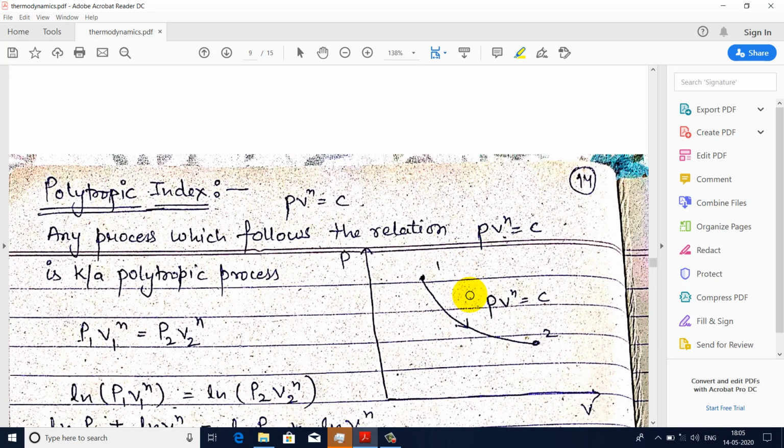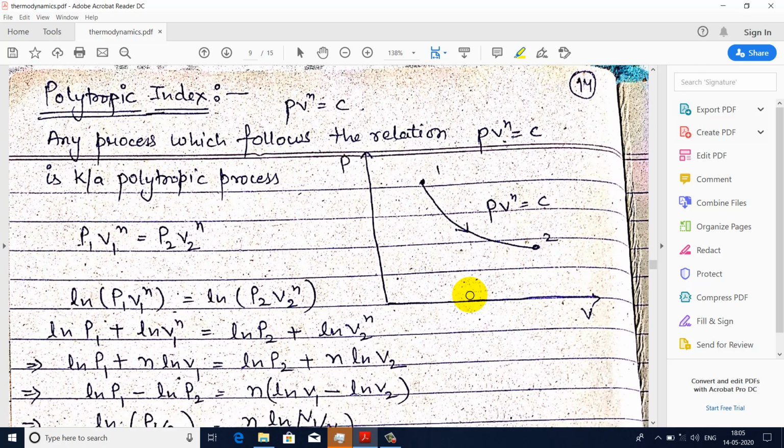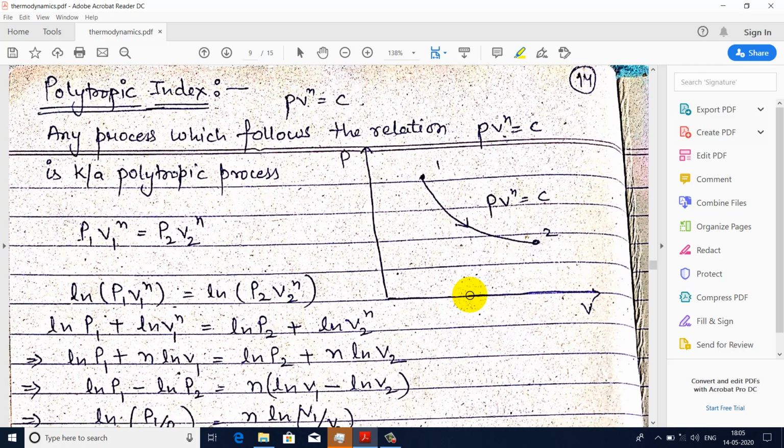Next topic is polytropic index. We studied about polytropic processes. Any process which follows the relation PV to the power n equals constant is known as a polytropic process. Here this term n is known as the polytropic index. We will calculate the value of this n.